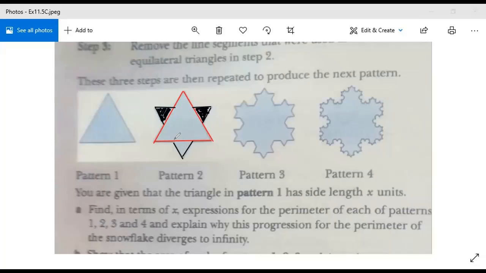So these 3 equilateral triangles are being added, and the length of each black equilateral triangle is 1/3 of this white triangle. And then the same thing is done for pattern 2, which results in pattern 3 in the next one, and then so on.